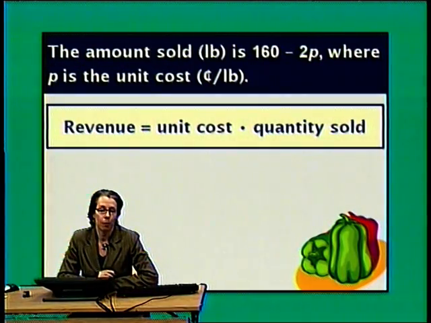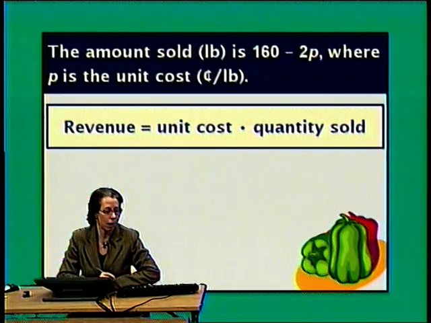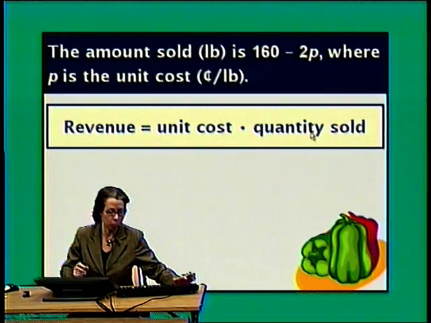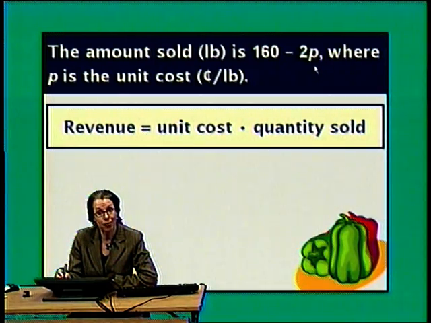So we have this bit of information that's been given to us, that the amount sold in pounds is given by this expression 160 minus 2p, where p is the unit cost in cents per pound. So let's think a little bit about this. What's going on with the amount? The amount depends on the price. And if we look at this expression for the amount of pepper sold, we can see that it decreases as the unit price of peppers goes up. So in some situations, the amount sold can depend on the price of the item. That's what we have here.